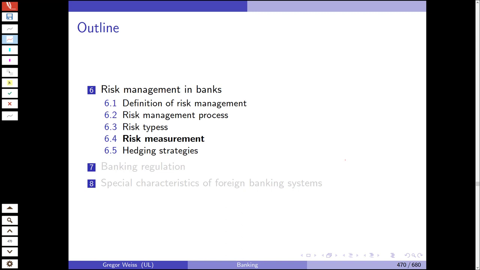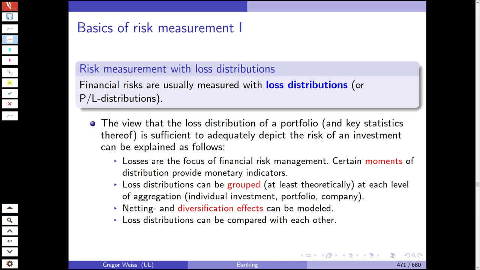Okay, now let's turn to risk measurement. How can we measure risk? Usually in financial risk management, it's all about loss distributions or so-called profit and loss distributions. P&L is profits and loss distributions. That is, we are modeling the profits and losses of our financial asset positions using statistical distributions. This should be efficient, and this should also be sufficient to adequately depict the risk of an investment.